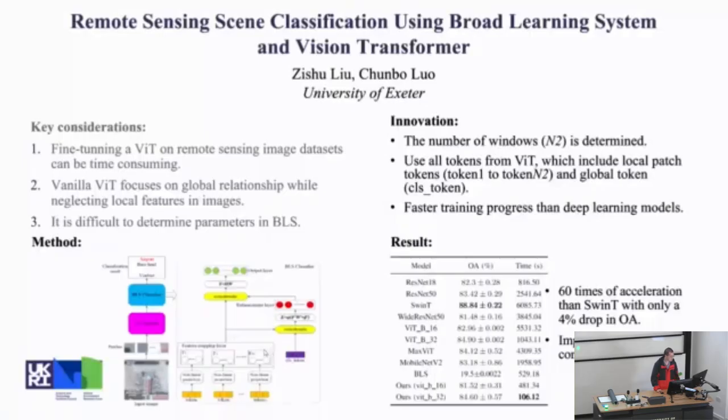By the way, we can determine the number of windows in the broad learning system, and with the help of the broad learning system, the model trains faster than many deep learning models, as we show here. I should remind you that all the time consumption listed here is running on CPU, and our model will only need about 100 seconds, while many deep learning models will require a few thousand seconds. And we can also improve accuracy over the broad learning system. Okay, thank you.